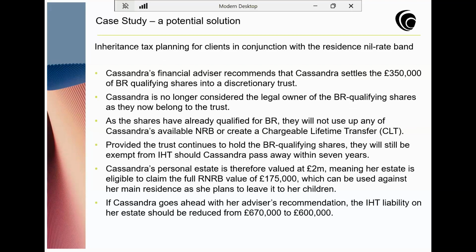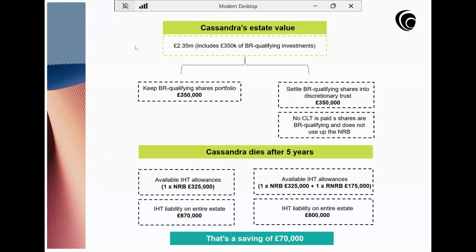By moving it into the discretionary trust, it's then giving her back the residence nil rate band, which the next picture will show would have the saving of the 70,000 for her. So those are some good case studies. As I say, just to give you an overview of some of the ways that we can use trusts, and I hope that's been helpful.